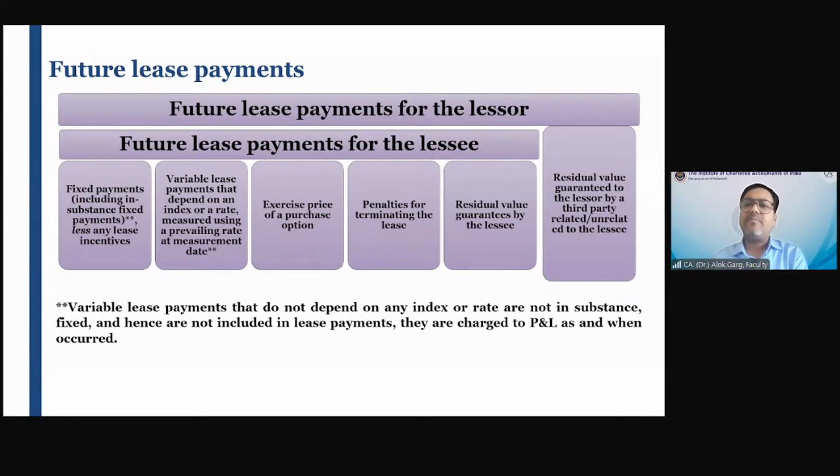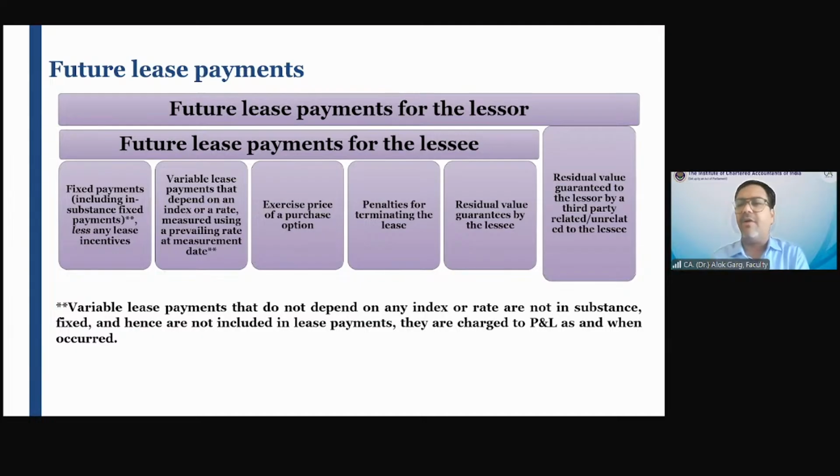Yes. So friends, then we discussed what is meant by lease term, and we discussed lease term is equal to rent-free period, because every lessee is going to avail the rent-free period, plus non-cancelable period, plus optional renewal period if lessee is reasonably certain that he is going to avail the renewal period, plus optional termination period if lessee is reasonably certain not to avail the optional termination period. Okay. So then we discussed revision in lease term, and now we have reached the lease payment consideration.